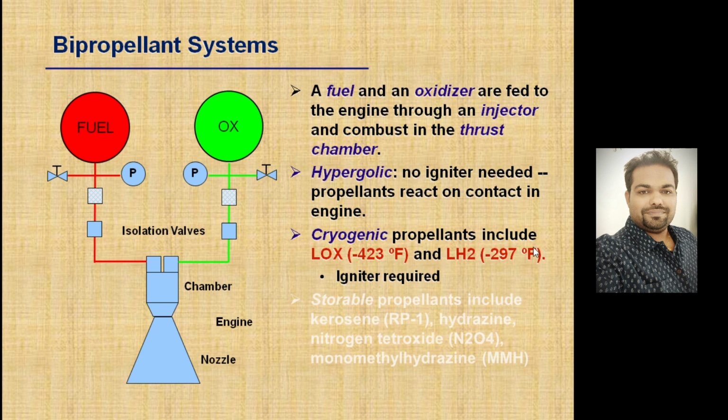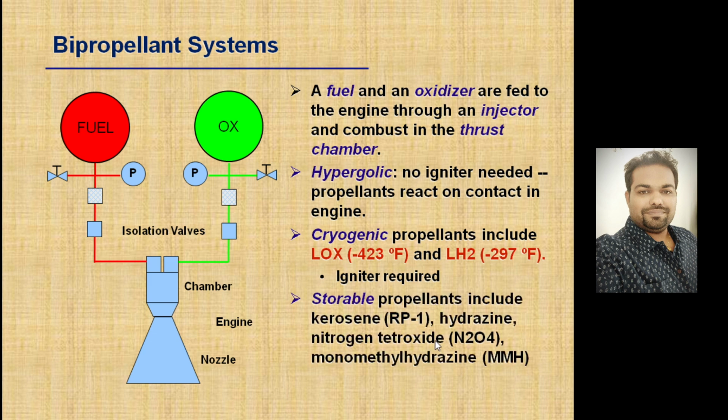Cryogenic propellants include LOX and liquid hydrogen, LH2, right? LOX basically, you look at the temperature, right? Cryogenic propellants are those which basically react at very low temperature. So temperature varies, you can see all the minus, right? So here basically an igniter is required to ignite them, and final combustion will happen.